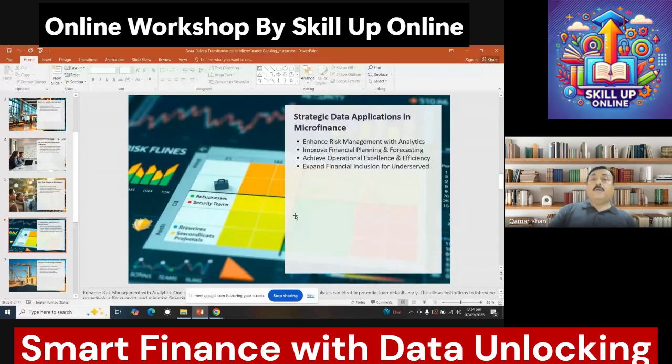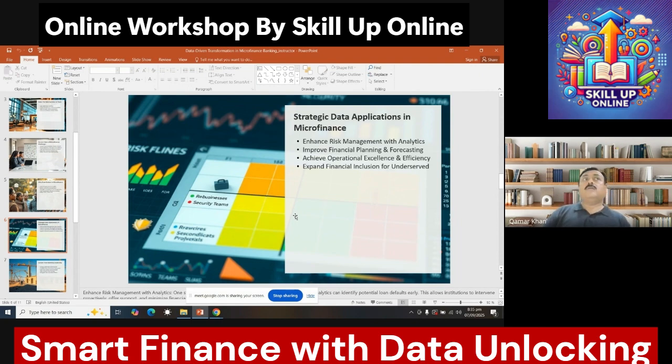Another important application of strategic data in microfinance is that we can achieve operational excellence and efficiency. There is no doubt about that. A good database, a computerized database, can help us in achieving operational excellence and efficiency as well. And with the help of this data, we can also expand financial inclusion for the underserved.